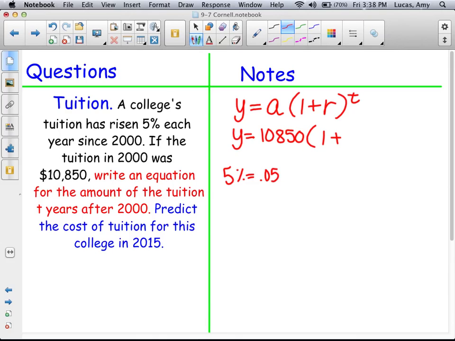Remember that a percent is out of 100, so it's 2 decimal places that you have to move your decimal point to put it in decimal form from a percent. So 1 plus 0.05 to the t power. So our general formula that we could use for any amount of years would look like this. I simply added 1 plus 0.05 to get 1.05.